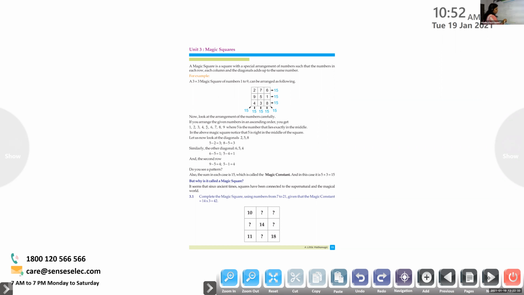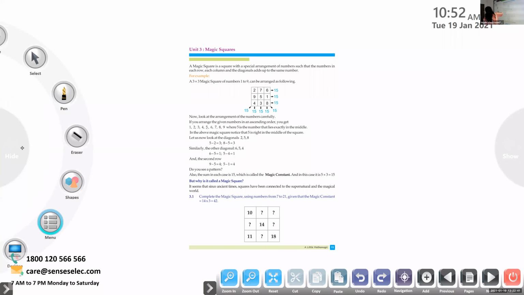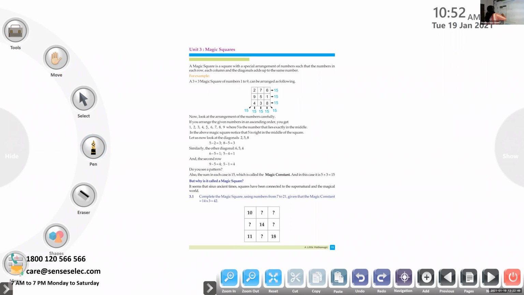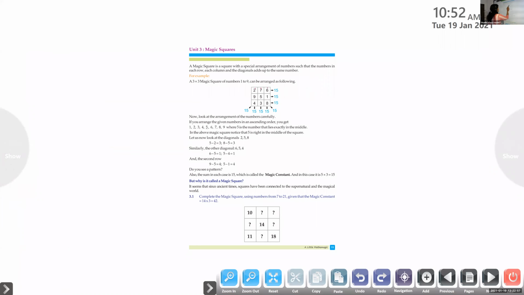Horizontally and vertically, when you add, you will get the same number. Diagonally also. What is horizontal? Row wise. If you add row wise, you will get the same number as the answer. If you add row wise, you can see 2 plus 7 plus 6, 15. Again, 9 plus 5 plus 1, 15. Again, 4 plus 3 plus 8, 15. Row wise you are adding, you will get the same number.